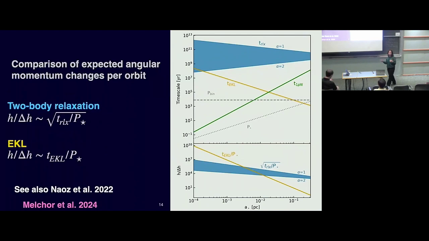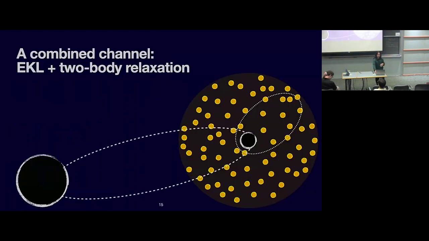And so with this, we've decided to combine these two mechanisms. So now we're combining the eccentric quasi leadoff mechanism with two-body relaxation. So we're taking into account the interactions with the stars as well as the gravitational perturbations from, or the exchange of angular momentum between, the two different orbits.